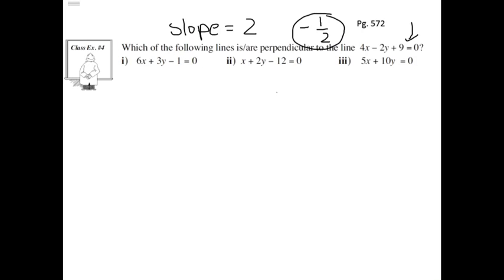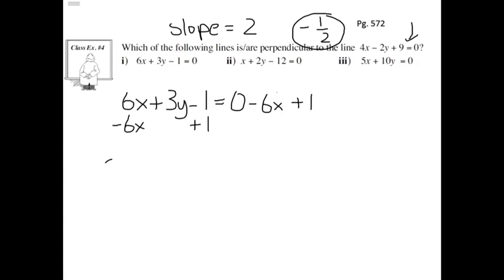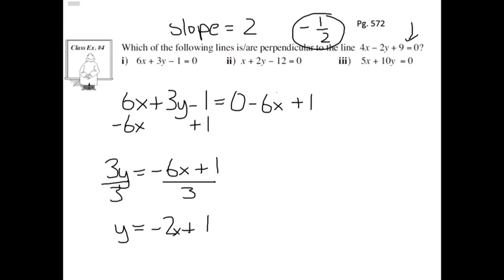So let's start with the first one. We've got 6x + 3y - 1 = 0. Since this is a positive y, I'd like to keep it positive, so I'm going to move everything else over. We're going to subtract 6x, and we're going to add 1. So what you have is 3y = -6x + 1. Now divide this by 3, so y = -2x + 1/3. Now this is not perpendicular. It is negative, but it's still a 2. It's not 1/2. So this is wrong.